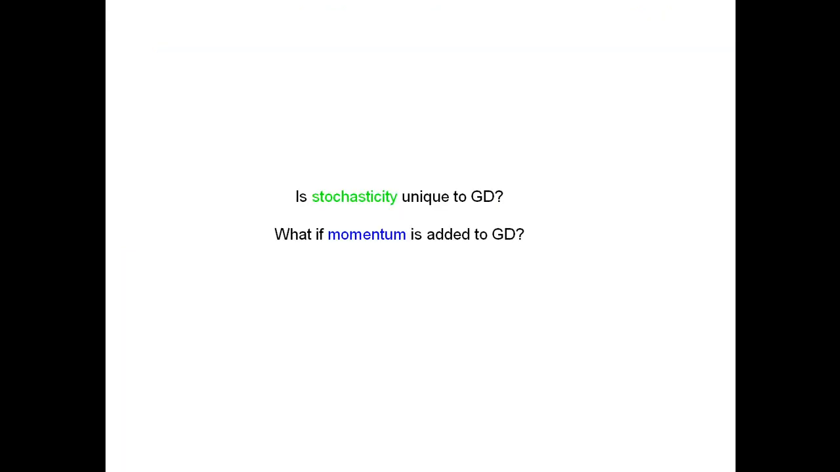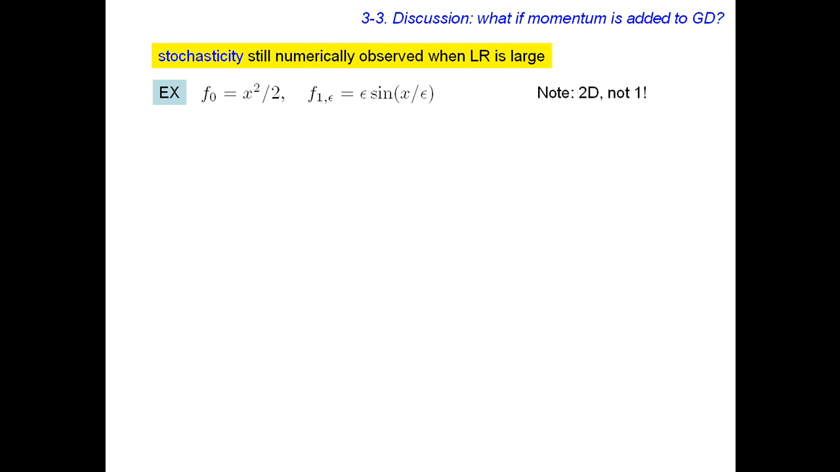But there are other questions that can be interesting as well. For example, I showed that gradient descent, which is an optimization method by design, can nevertheless exhibit stochasticity. But is stochasticity unique to gradient descent? What if I add momentum to gradient descent? And the answer is that we numerically still observe stochasticity if the learning rate is large and the loss is actually multiscale.